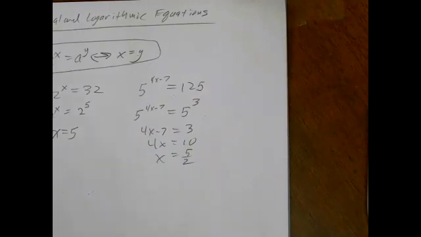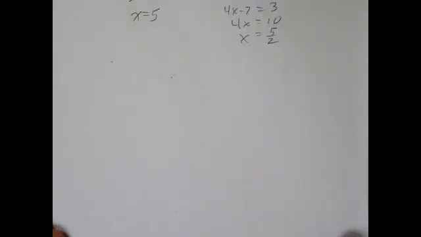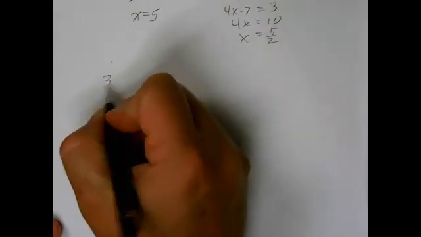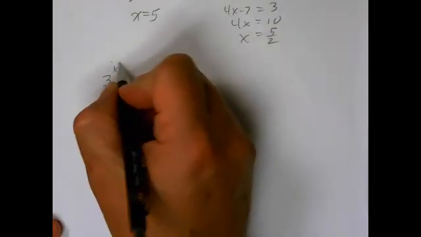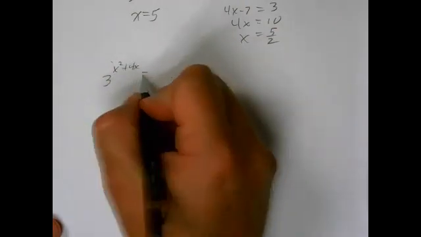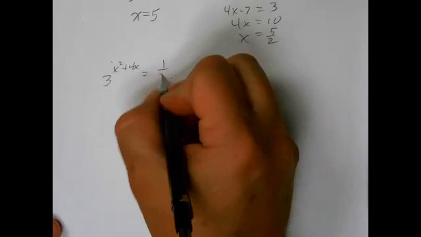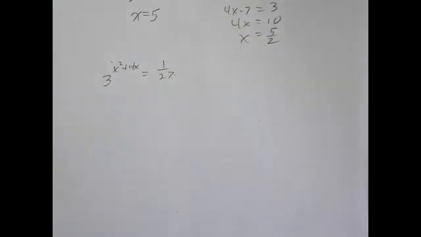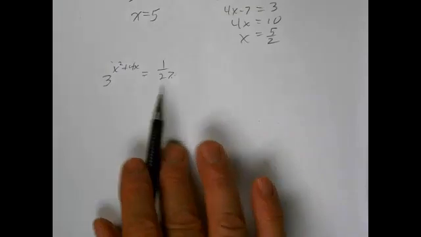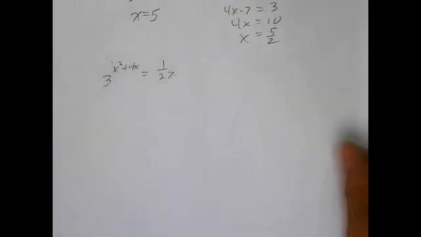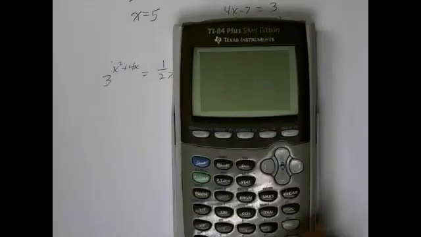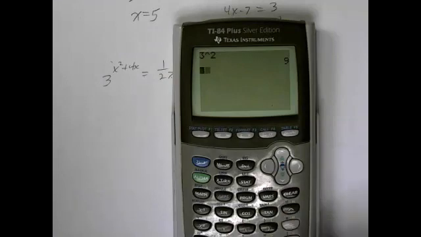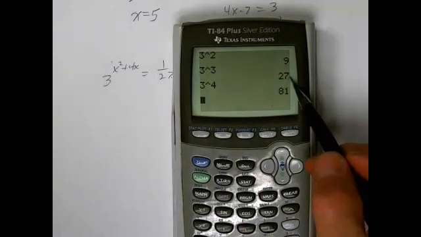Let's do that one more time. Actually, I was about to move on, but I see another good problem. If I had 3 to the power x squared plus 4x equaling 1/27, once again, if I can just make bases match, I can make powers match. Now, with that 1/27, what you're going to discover, if you go 3 to the second, and 3 to the third, and 3 to the fourth, is you're not going to get 1/27, but you did get 27, right?